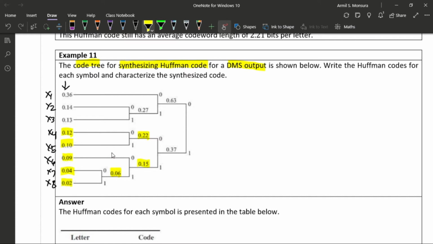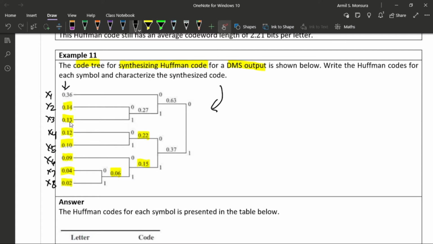Now the next lowest two after that are 0.13 and 0.14, so we join those again. Remember, when you implement the Huffman algorithm, you need to look for the lowest two probabilities, always. You always look for the two lowest to combine. Sometimes it also involves rearranging this code tree, so that you can properly combine the lowest two probabilities. You will see that later in the example that will be demonstrated.